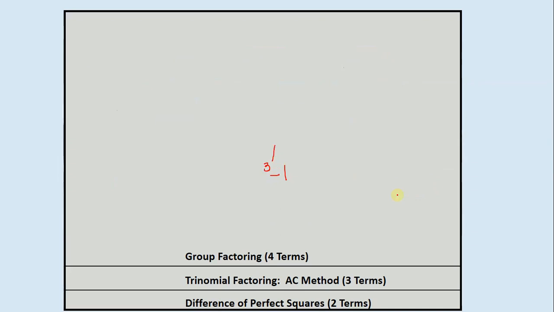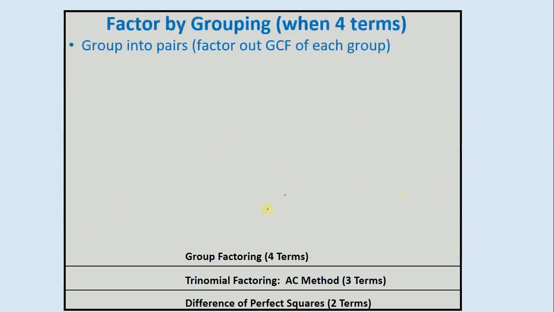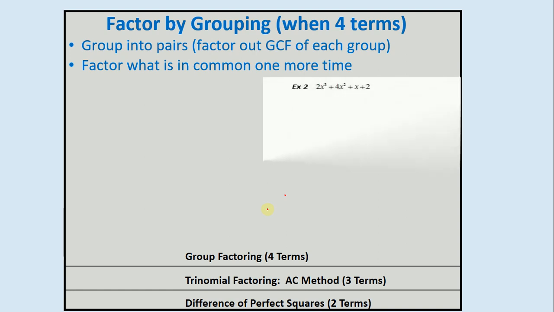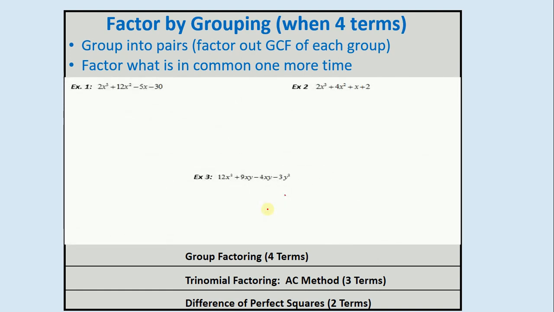Now, what about group factoring? What you're going to basically do is group into pairs. You're going to factor out the GCF of each group. Then you're going to factor out what's in common one more time. And that's what we're going to be doing. So let's try this one here.